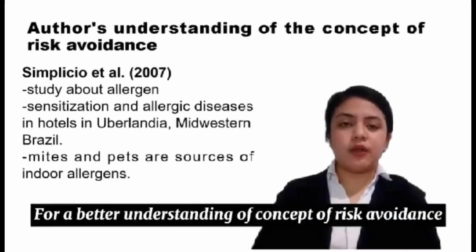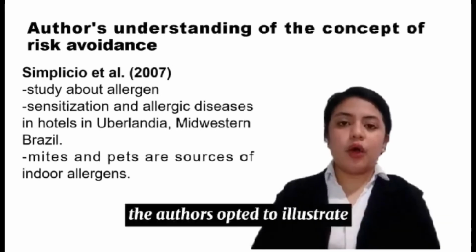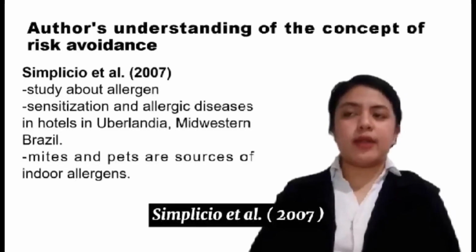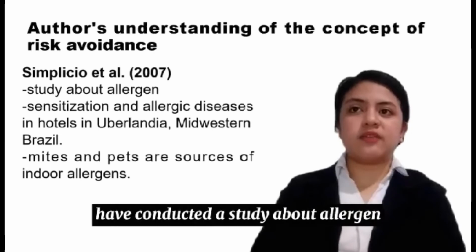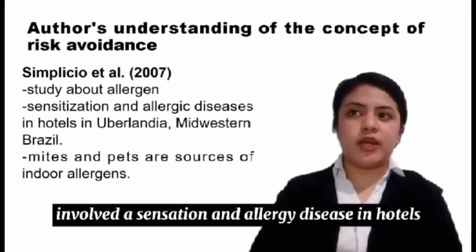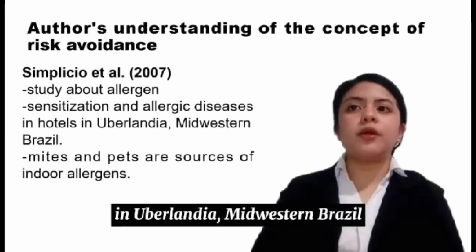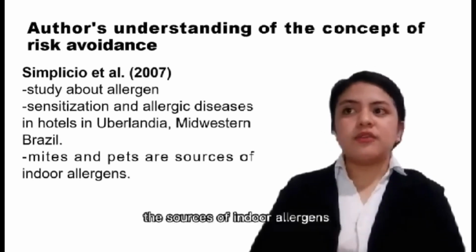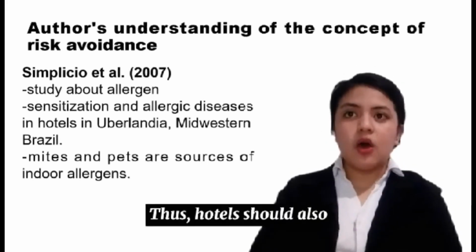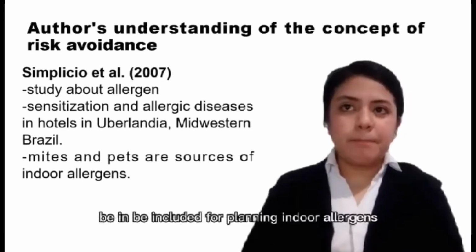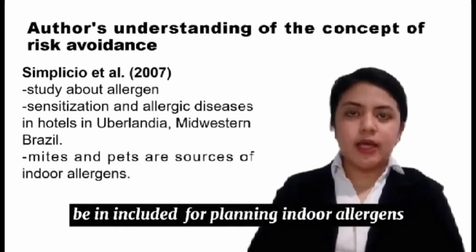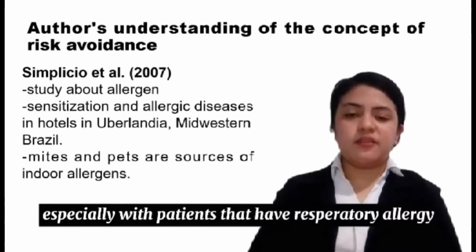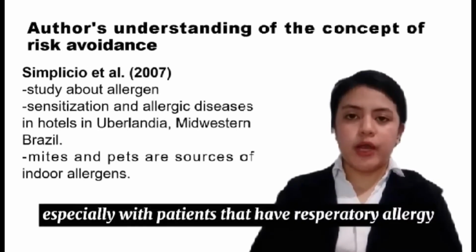For a better understanding of the concept of risk avoidance, the authors opted to illustrate it through various literatures and studies. Simplicio et al. 2007 conducted a study about allergen exposure, sensitization and allergic disease in hotels in Uberlândia, Midwestern Brazil. They concluded that mites and pets are the sources of indoor allergens. Thus, hotels should also be included in planning indoor allergen avoidance as part of a global strategy, especially with patients that have respiratory allergies.